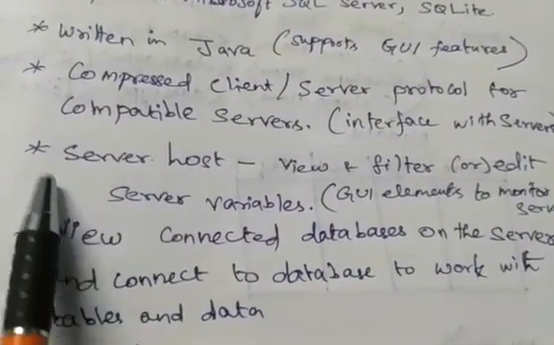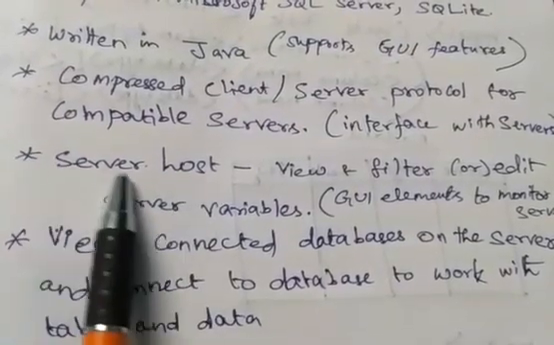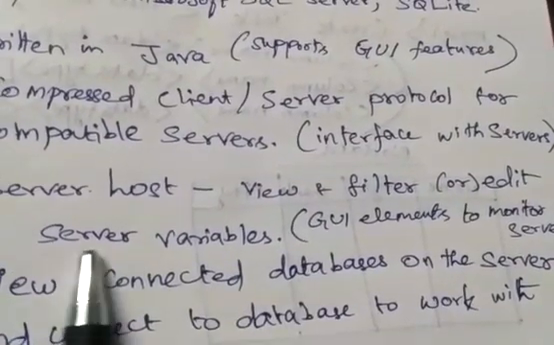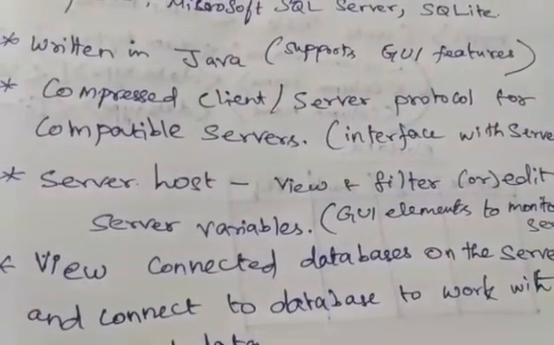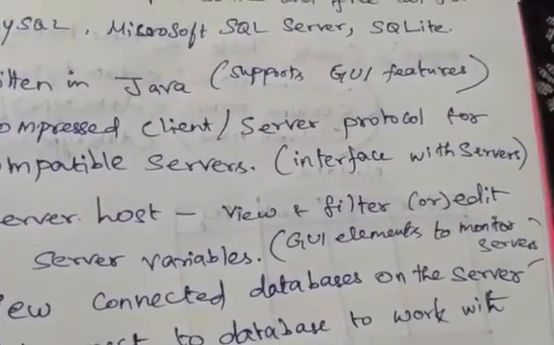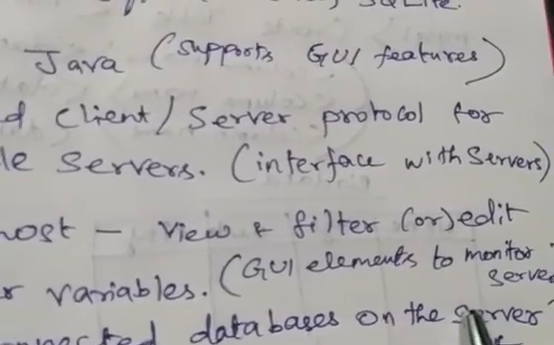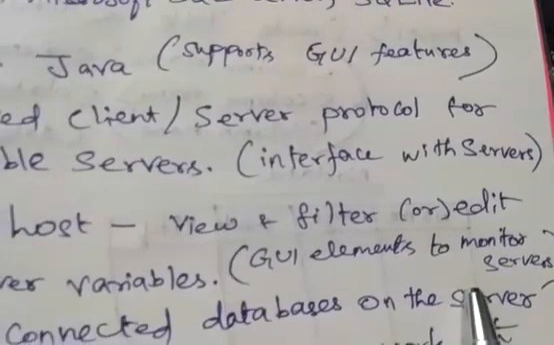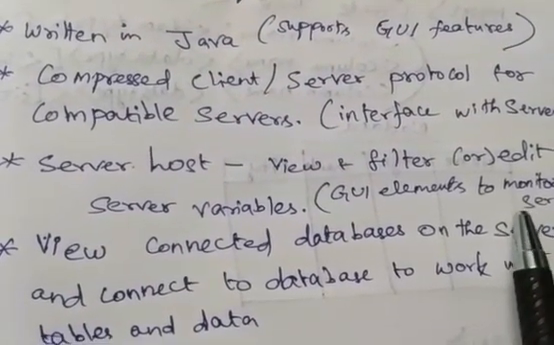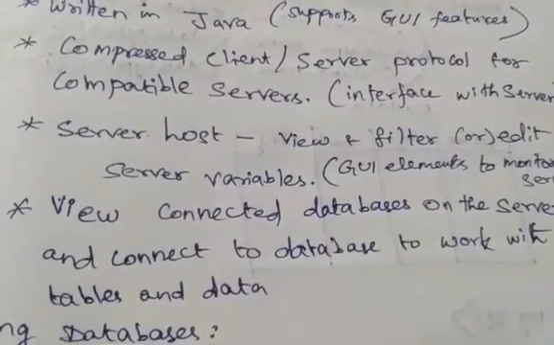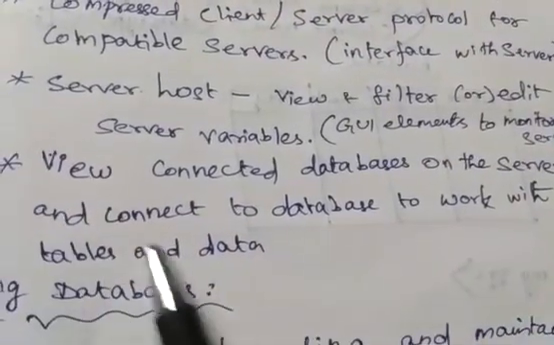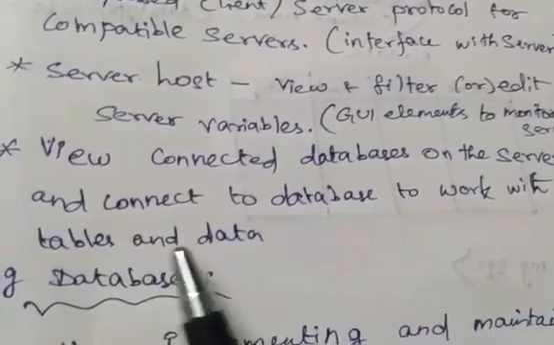And then here it is also helpful for the server host. So what is a server host? It is also used to view and edit the server variables. And here it also uses some GUI elements which are used to monitor the server operations, which are used for the client server communication processing, and to monitor the server host. And then next, it is used to view the connected databases on the server and connect to the database to work with tables and data.